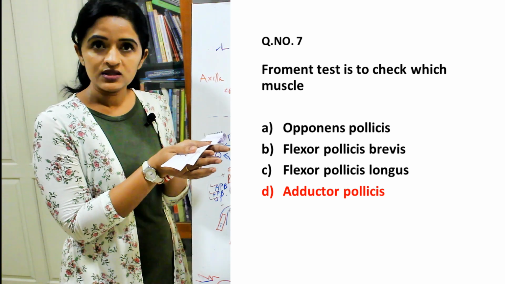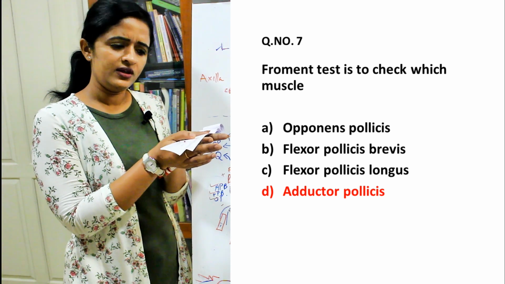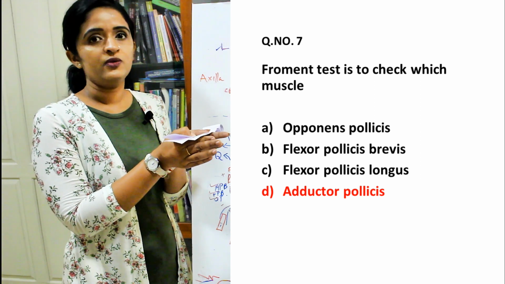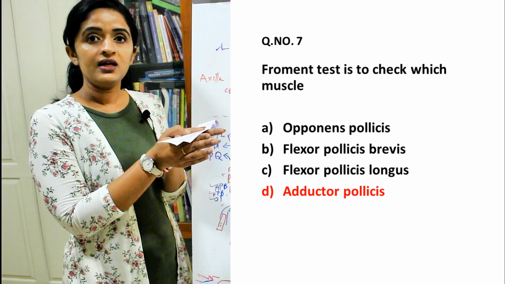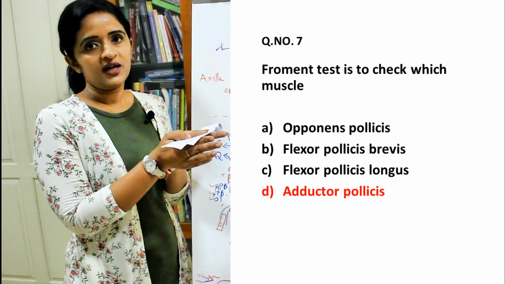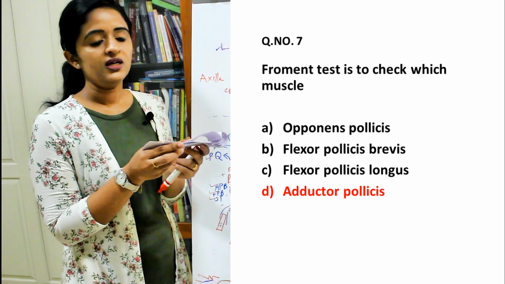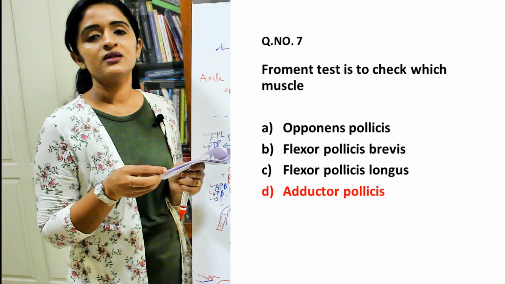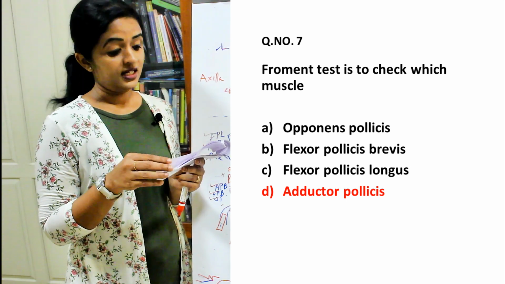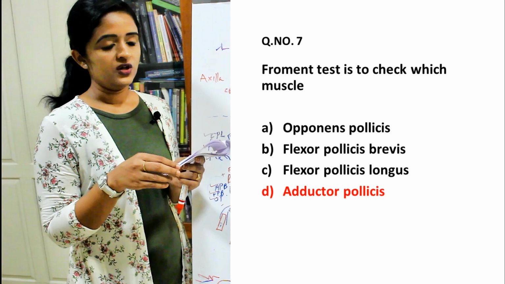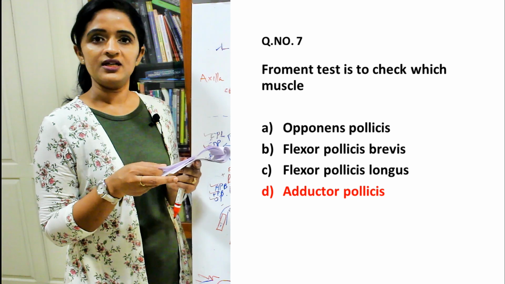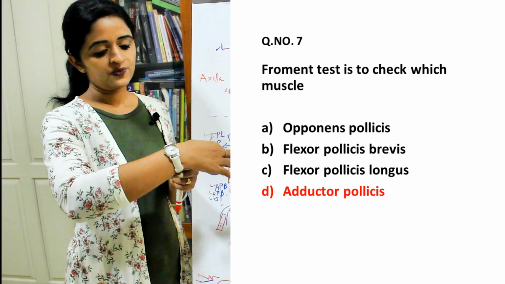But if the adductors are weak, what happens is he will still try to hold the paper by flexing the thumb with the help of the flexors. So in that case, the adductors are paralyzed. So that is actually a test to detect whether the adductor muscles, adductor pollicis longus, adductor pollicis brevis is working or not. So Froment's test is to test which muscle? It is the adductor pollicis.